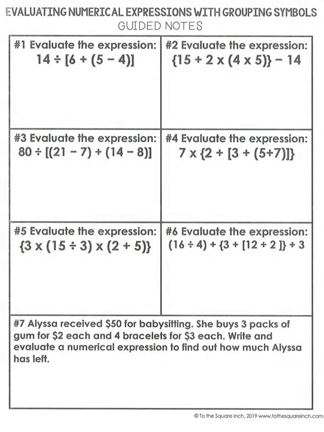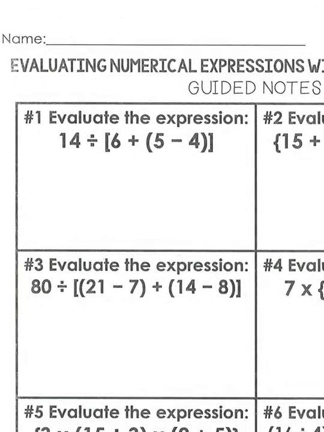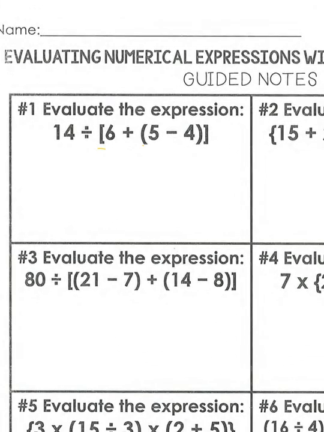So when we evaluate the expression, we're going to keep just doing exactly like we were. Find the smallest set of grouping. So here I have brackets and I have parentheses. So I do my parentheses first, rewrite everything else. 14 divided by, in brackets, 6 plus, in my parentheses, I have 5 minus 4, which we know is just 1. Close my bracket. Now I have 14 divided by 6 plus 1 is 7. Now I just have 14 divided by 7, which is 2.